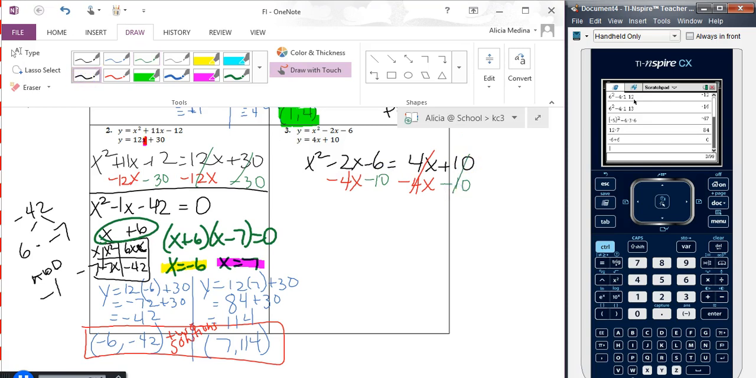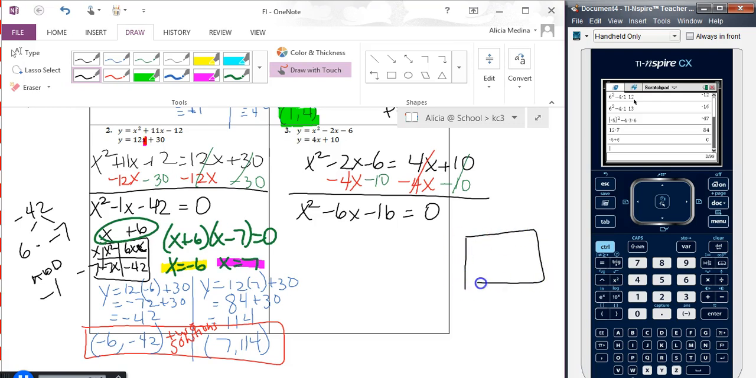And now we can go ahead and combine our like terms. So x squared just gets brought down. There's no other x squared. Negative 2x minus 4x is a negative 6x. Negative 6 and a negative 10 is a negative 16 equals 0. So now we're looking for a number that multiplies to negative 16, adds to negative 6, and if we check our multiplication chart first, we see that we can use a negative 8 and a positive 2.